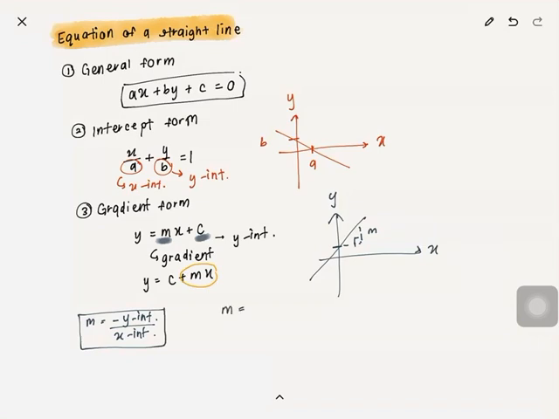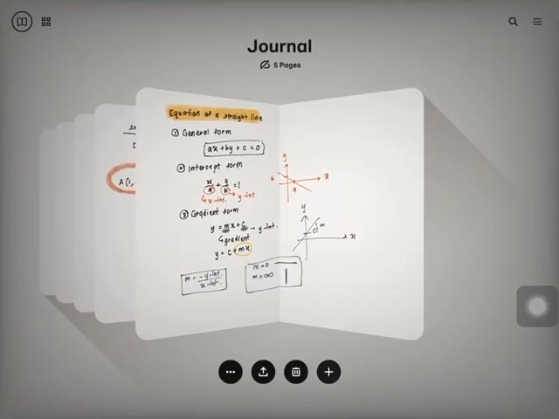Another important thing to note is that when they say the gradient is 0, it means that the line is horizontal like this, it's lying down. But when they say the gradient is infinity, it means that the line is going straight down like this. So just remember this extra piece of information. Then, for example, we'll apply what we have learned now in questions.